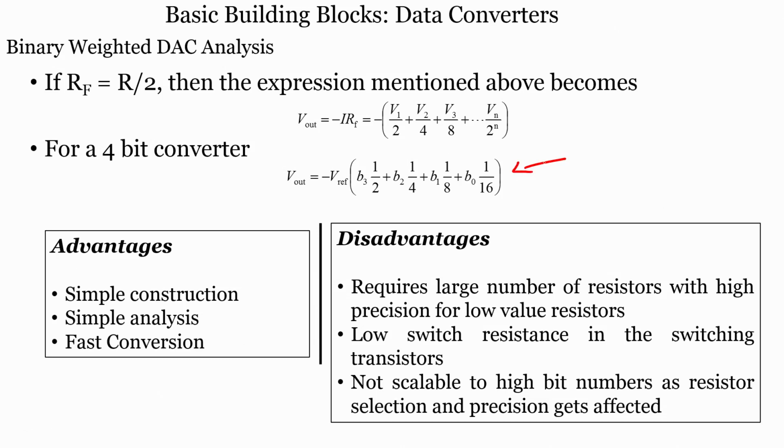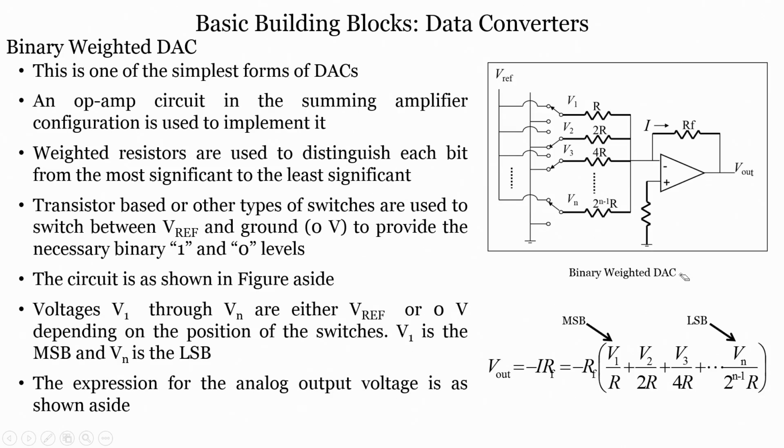Now, what are the advantages and the limitations of this particular DAC, that is weighted binary DAC? The advantages are that it is extremely simple to construct, the analysis is also simple and the conversion is faster, while some of the limitations are it requires a large number of resistors, right, with precision for low value resistors, because you go on reducing the value of resistor, as you can see here, right.